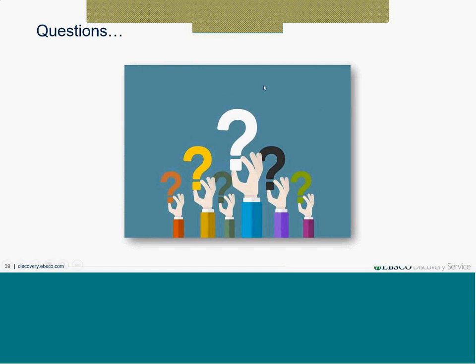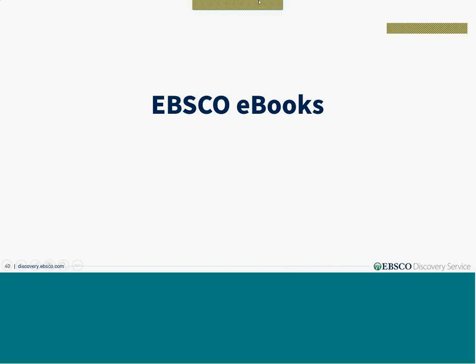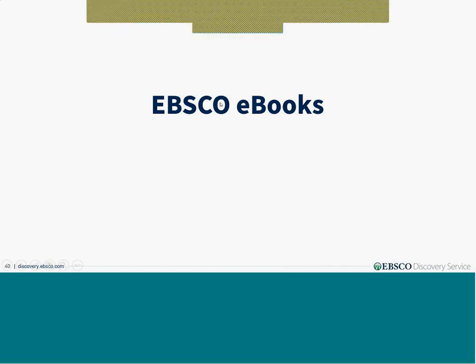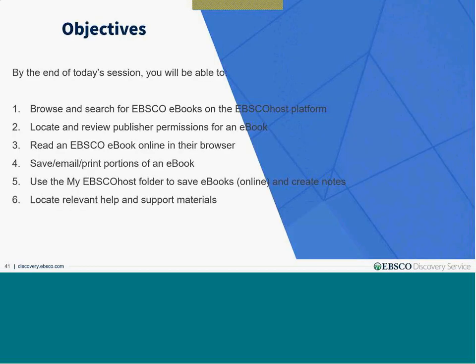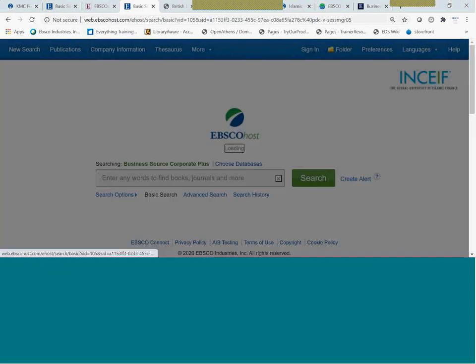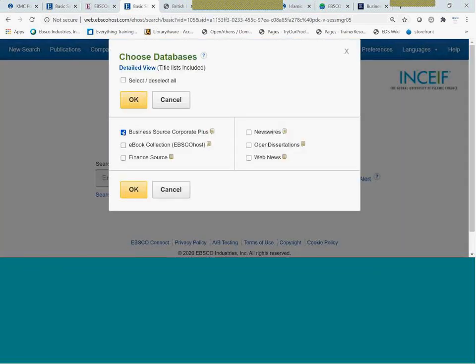Today our session is going to focus on EBSCO eBooks, about some of the features and functionality. I've shown you very briefly how to get to them from EDS, or EBSCO Discovery Service, but they're also available on the EBSCOhost platform. So I'm really going to focus on the difference between EPUB and PDF, how you can save, email and print portions of an ebook, and save those into your folder as well. Let's just jump into the ebook platform.